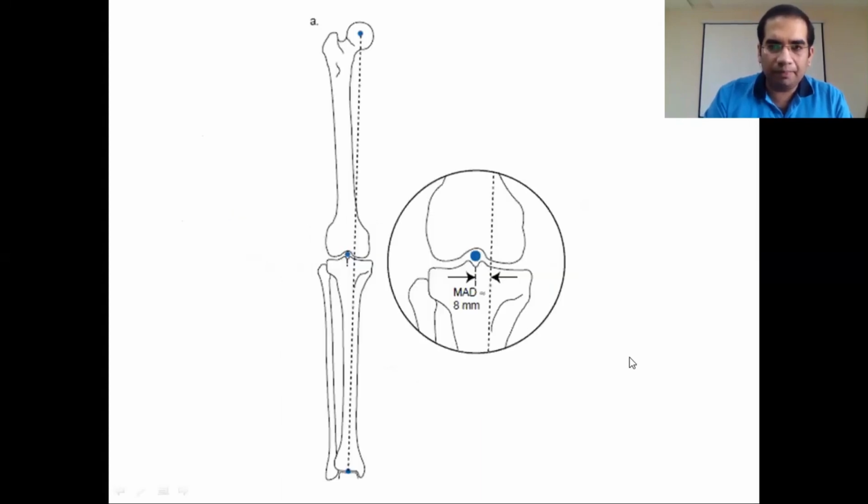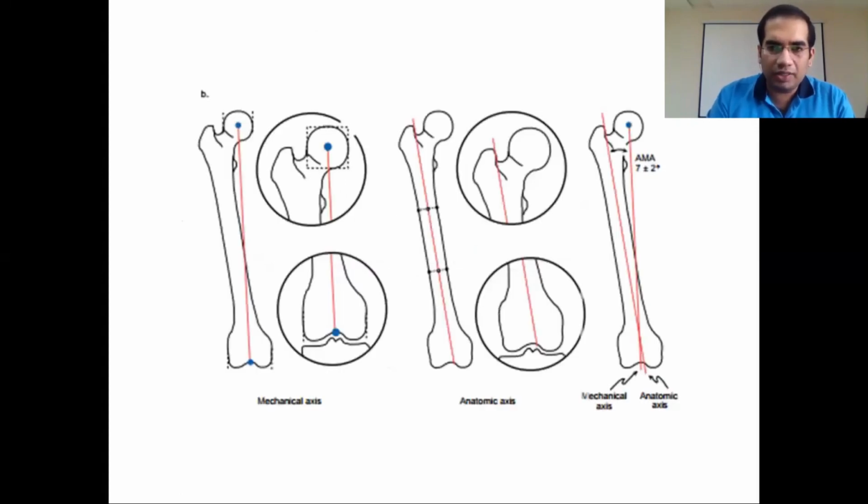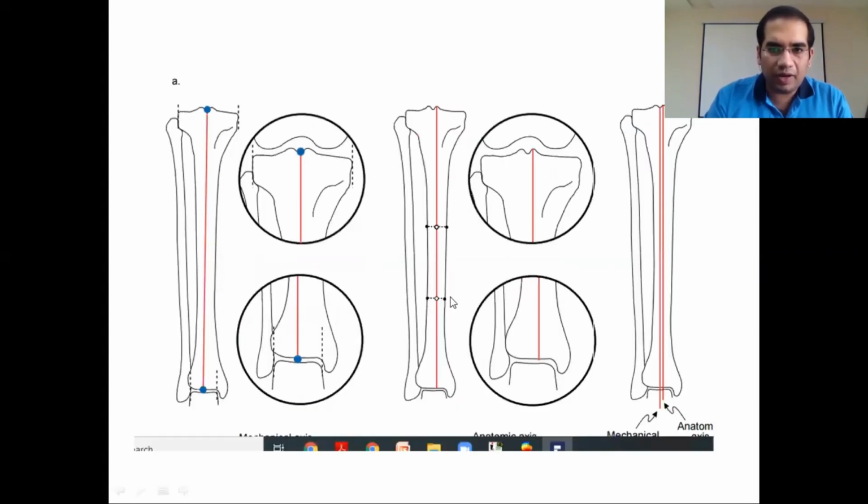mechanical axis of the limb, what is mechanical axis deviation, 8 mm on either side is normal. How to draw the mechanical axis of the individual bones, the femur, how to draw the anatomical axis of the femur, what is AMA, anatomical mechanical angle, up to 9 to 5 degrees is normal.